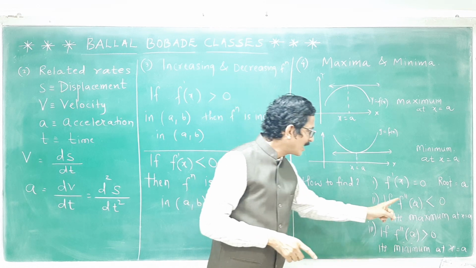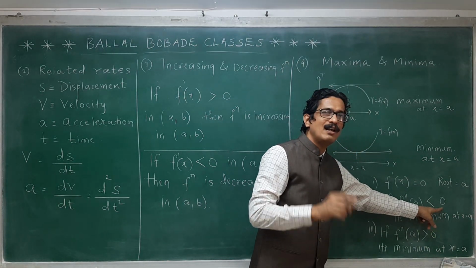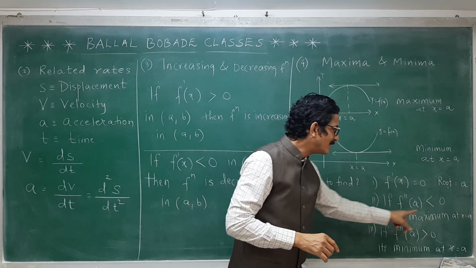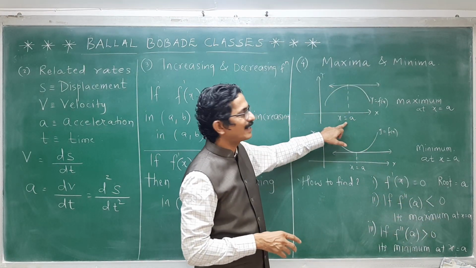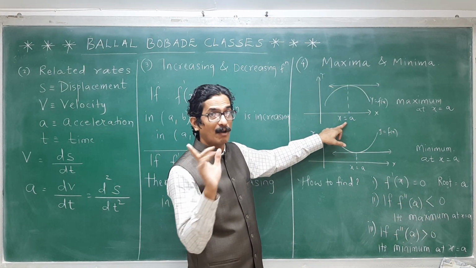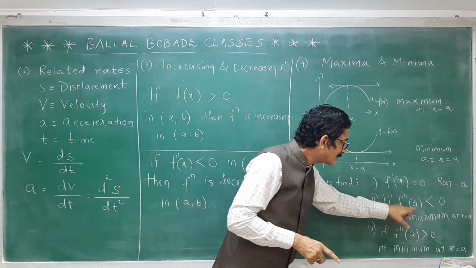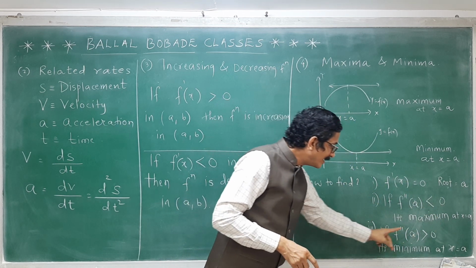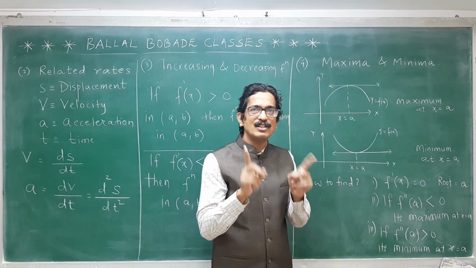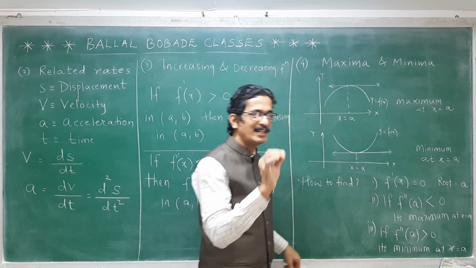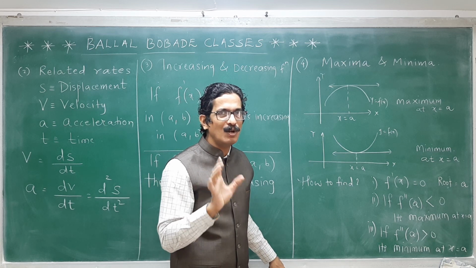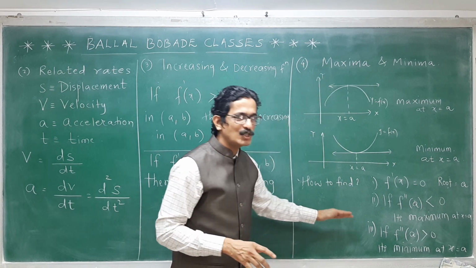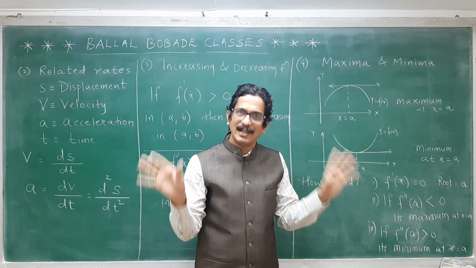Once you check the sign, if it comes out to be negative, then it is going to be a maximum at x equal to a. Have a look, don't forget: if it is less than 0, then maximum. If f double dash a is found to be greater than 0, then it is a minimum at x equal to a. This method is called the second derivative test.